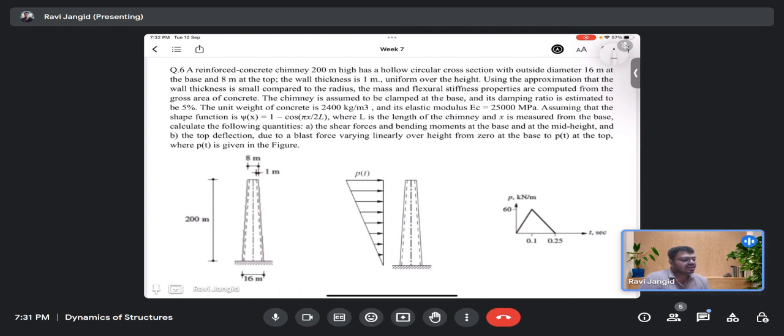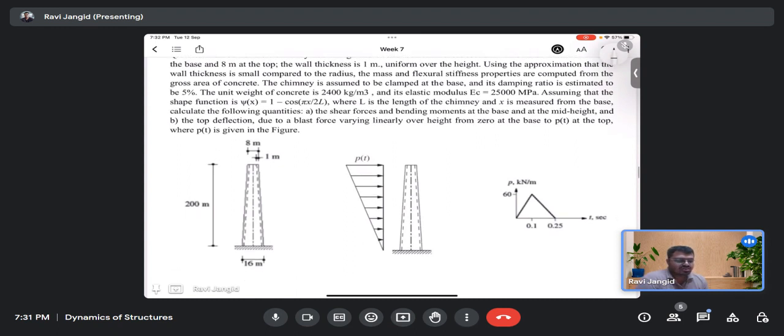In this, this is a continuous system. Up to the fourth question, we have done the lumped mass system, or the discrete mass. Now we are doing the continuous mass system. So first, we need to calculate the properties.